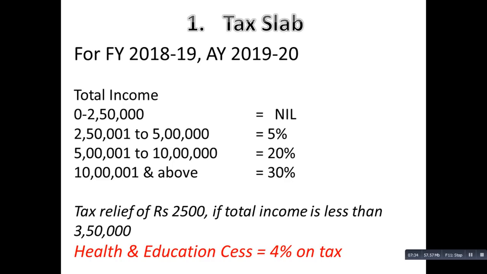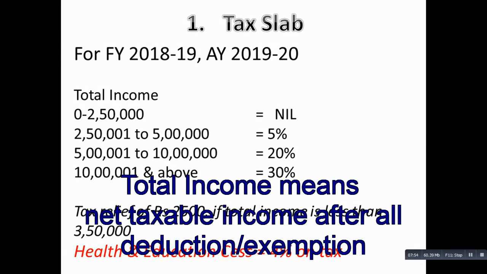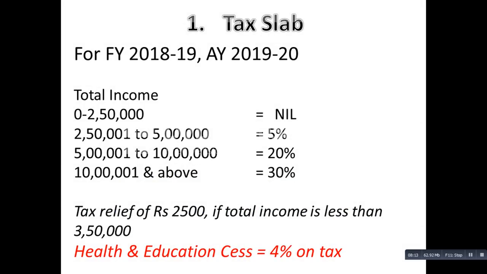And now we'll discuss the tax slab. This is for the current financial year 2018-19, also called the assessment year 19-20. If the income is from 0 to 2,50,000, then there is no need of paying tax. If it is 2,50,001 to 5 lakh, then 5% tax is to be given. If it is 5 lakh 1 to 10 lakh, then 20% tax. 20% tax means on the amount which exceeds 5 lakh. And if it is 10 lakh 1 and above, in that case 30%. That means on the amount which exceeds 10 lakh, you have to give 30% tax.